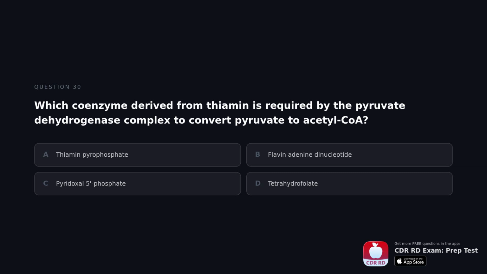A. Thiamine pyrophosphate. B. Flavin adenine dinucleotide. C. Pyridoxal 5-phosphate. D. Tetrahydrofolate.